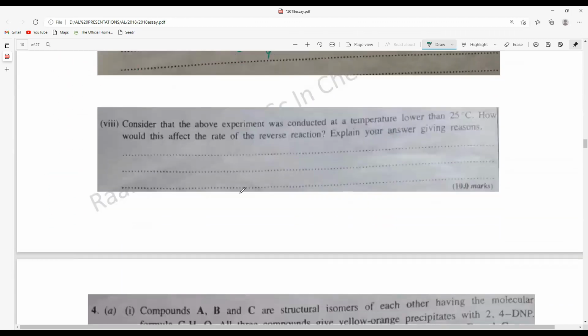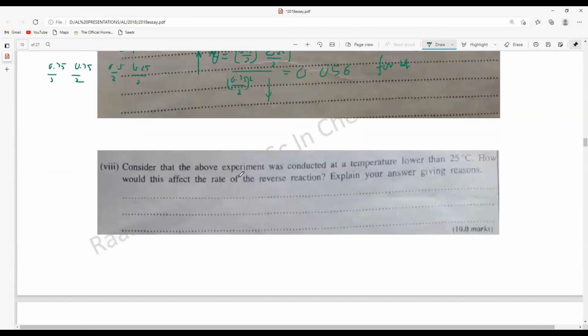Right, so moving on. Consider that the above experiment was conducted at a temperature lower than 25 degrees Celsius. How would this affect the rate of the reverse reaction? Explain your answer giving reasons. So it doesn't matter whether this is the reverse reaction or the forward reaction. When you drop down the temperature, the rate is going to reduce. That is one point that you have to mention here. The rate is going to reduce.